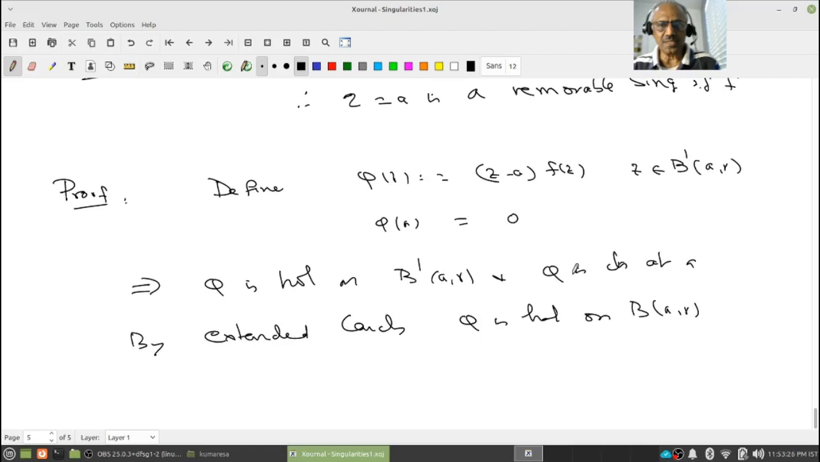Anyway, okay. Now that I know phi is holomorphic, I would like to know what is phi dash a. Phi dash a by definition is the limit z to a of (phi of z minus phi of a) divided by (z minus a).